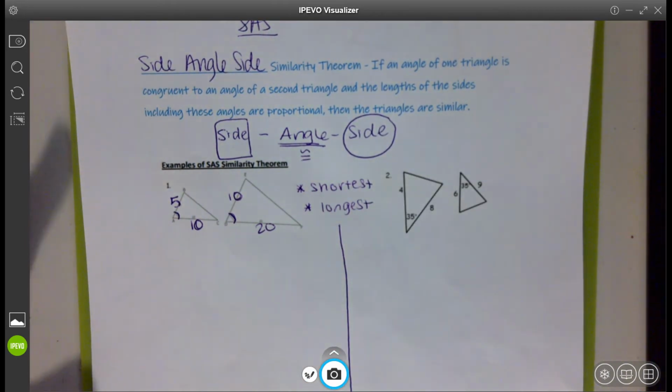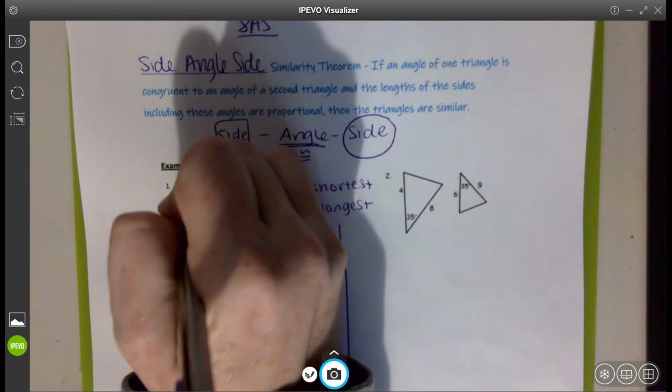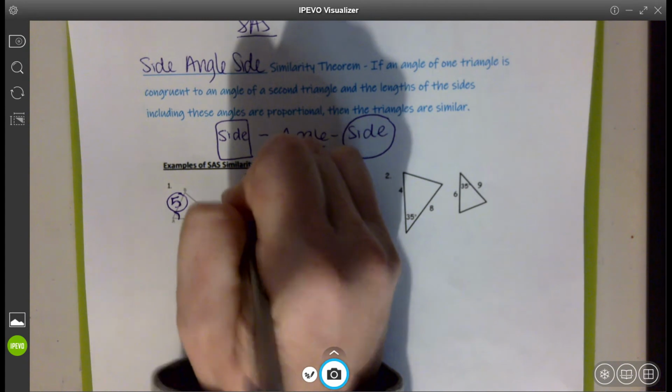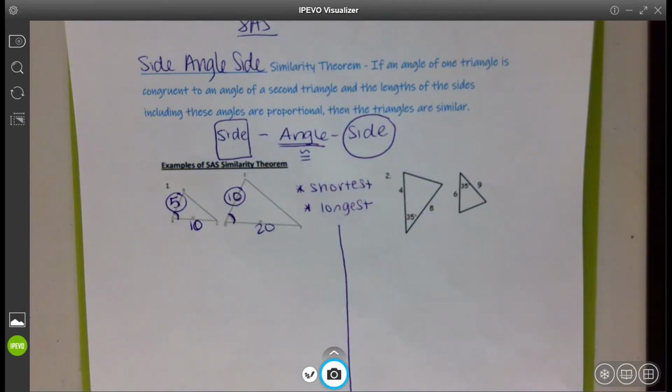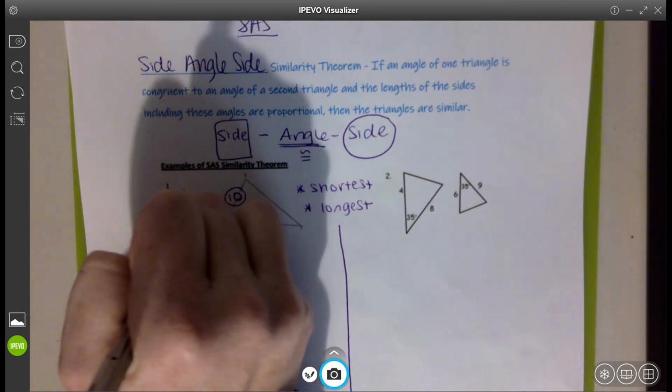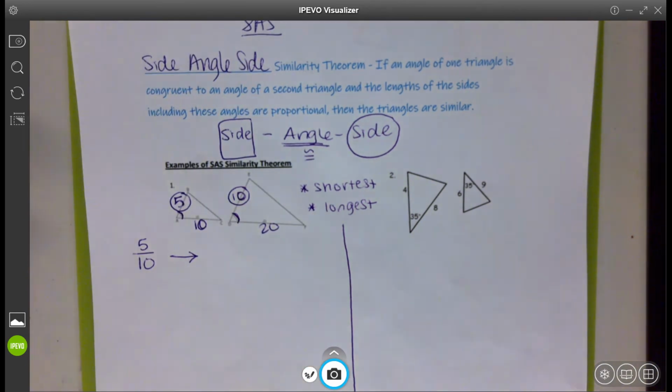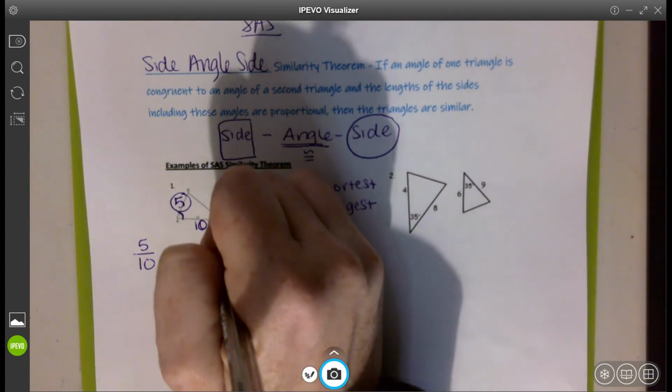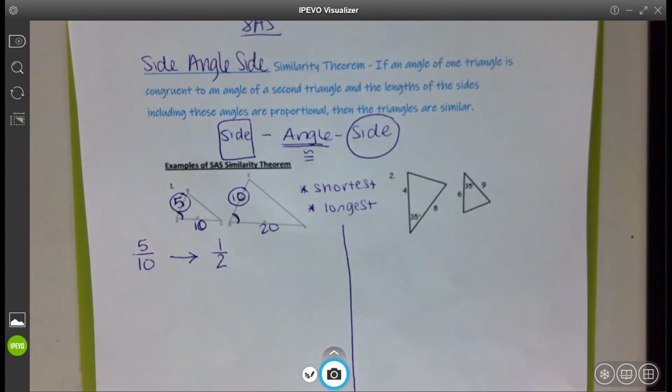All right, so in our first example, we're going to circle our smaller sides, our shorter sides. All right, so we have 5 to 10. We're going to write that as our fraction. So we have 5 over 10. Okay. And we're going to simplify whenever possible. So what is 5 over 10? Okay, 5 over 10 reduces to 1/2 or 0.5. I like to keep it a fraction wherever I can.